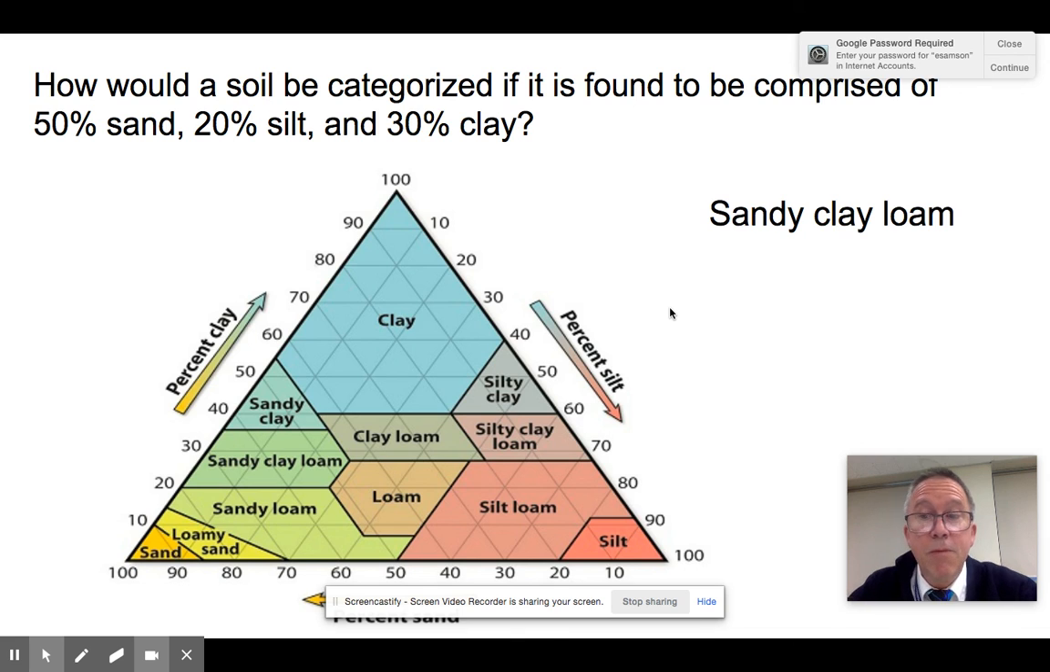Okay, so we're going to have to practice this some. We're going to do a lab with this, and you're going to get good at this.